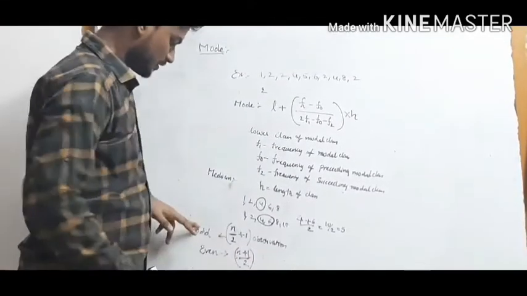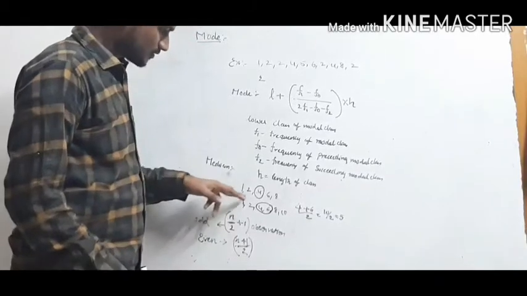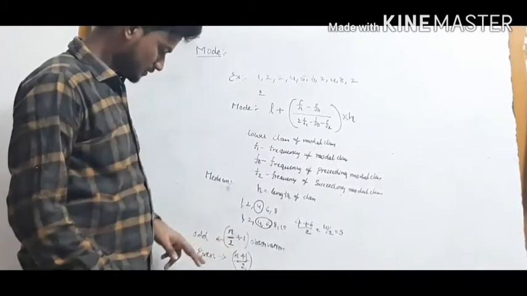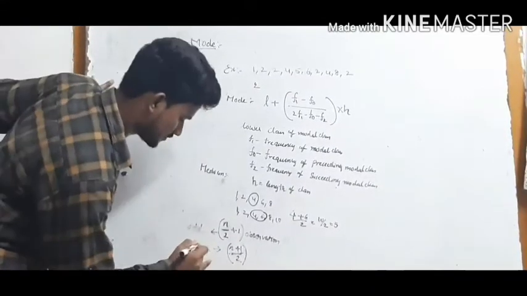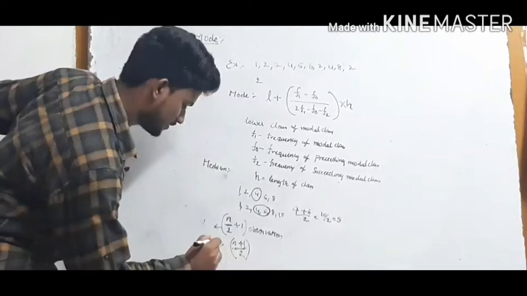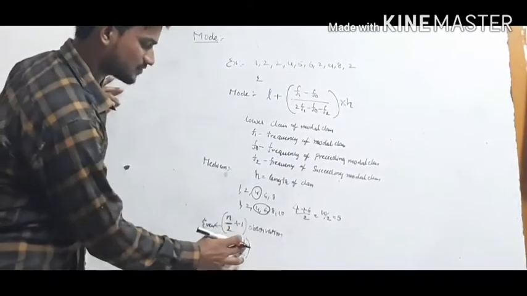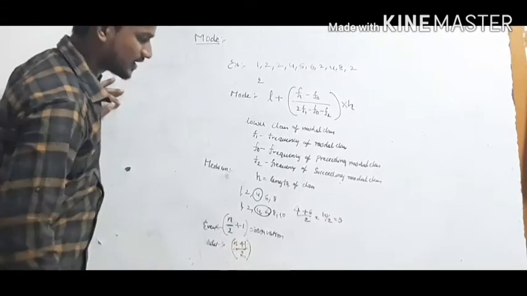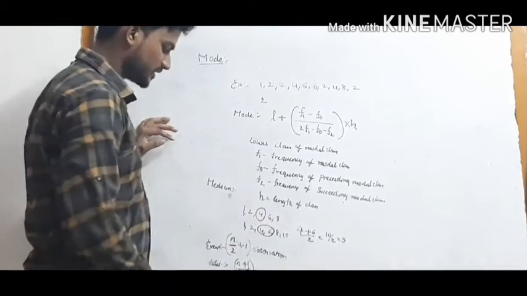This one is odd, odd observations. So 5 are there. 5 plus 1 by 2, that is 6, 6 by 2, that is 3. The third observation, that is 1, 2, 3, the third observation is 4. 4 is the median.